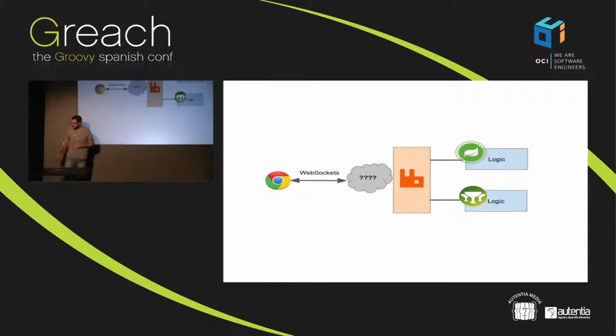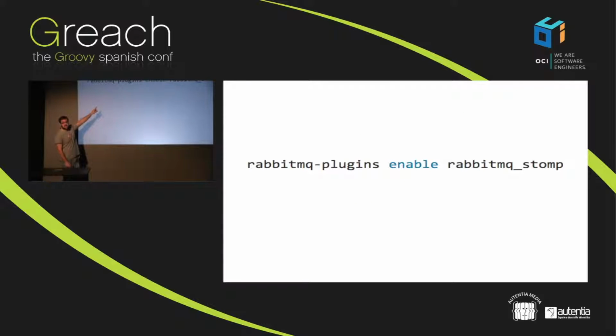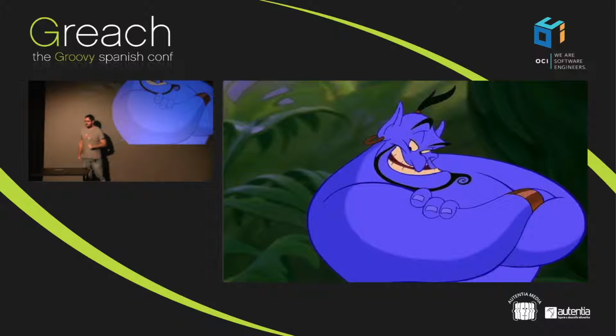So my wish was, what if I could call through WebSockets directly to Rabbit? So this is the question: how do I transform RabbitMQ into a WebSocket server? It's this line. With the default RabbitMQ installation, you only have to open a shell and execute this line, and your RabbitMQ installation is now a WebSocket server. How many of you know that? So your wish has been granted.